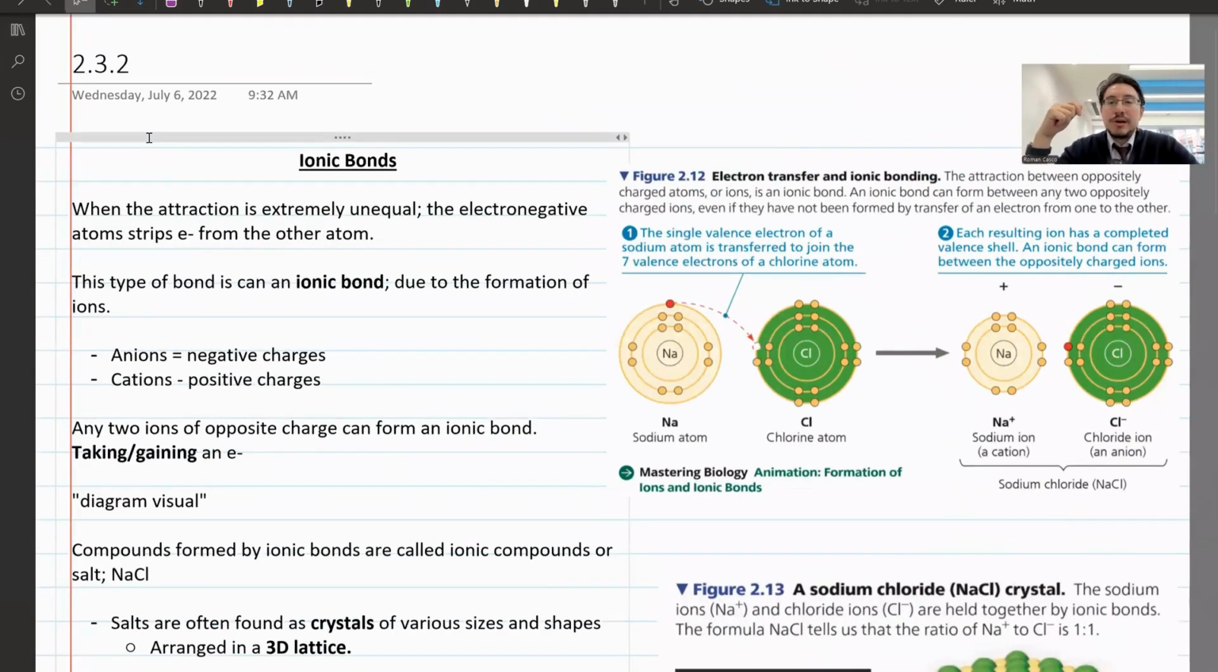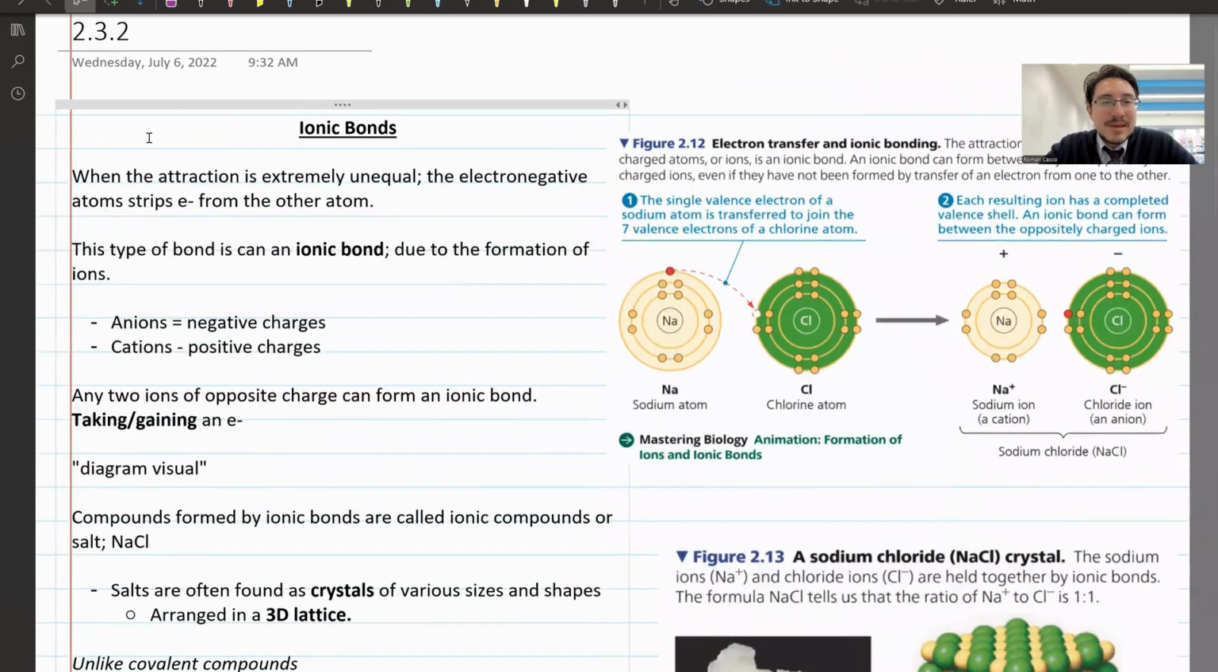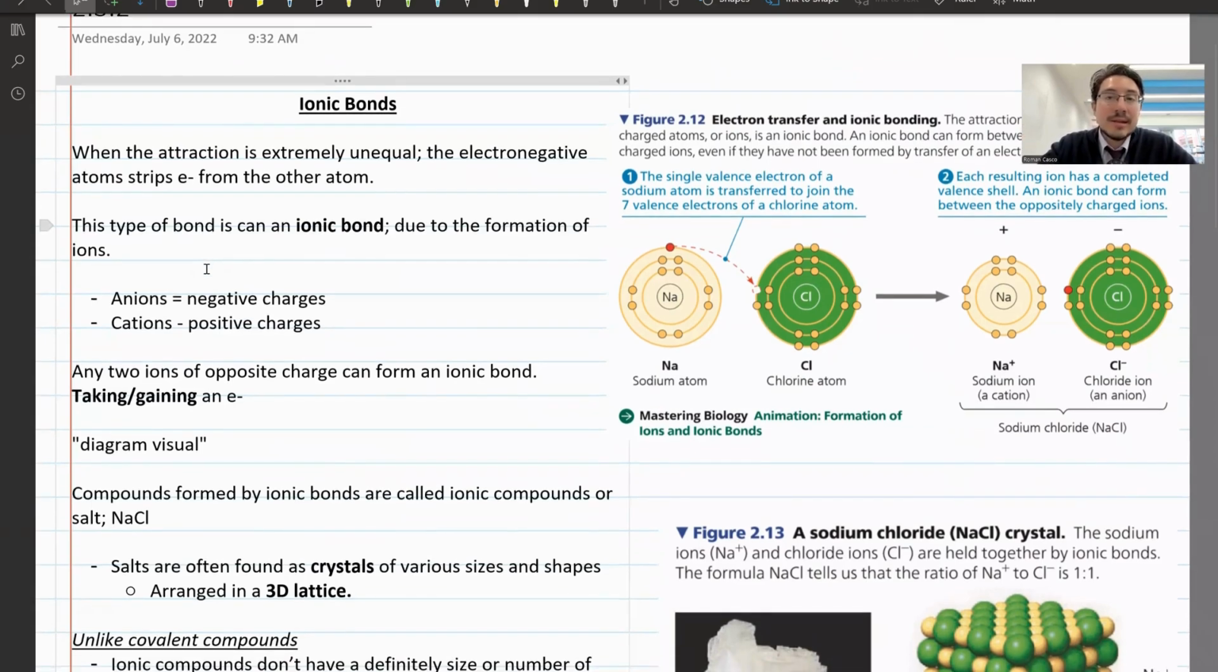Nothing really extraordinarily new to us. We should be familiar with this already from physical science in middle school, right? When you have an extremely unequal distribution of electrons, so much so that one atom will essentially take away the electron from the other atom, that in itself will create an ionic bond, right? Due to the formation of what are called ions. An ion is basically an atom that has lost or gained an electron, so it produces a charge.